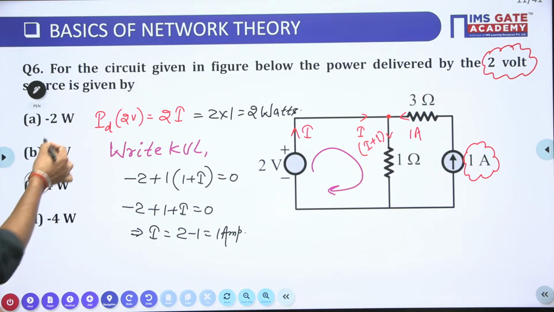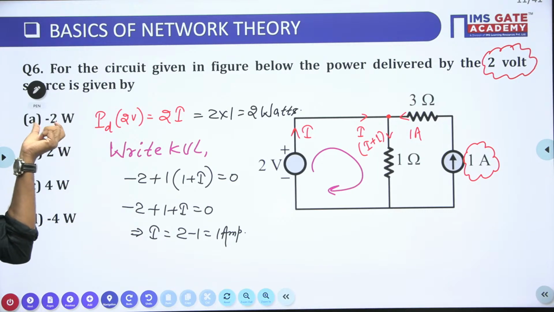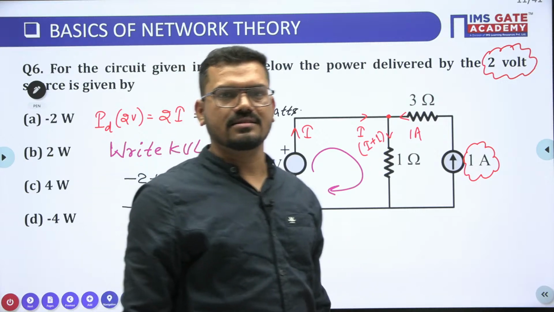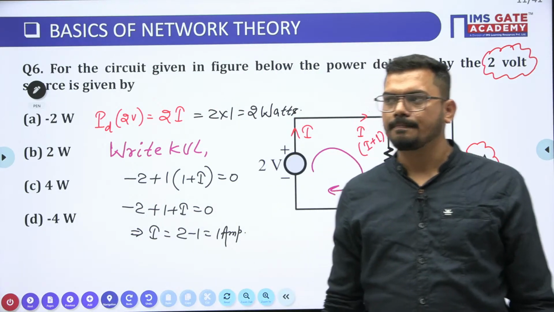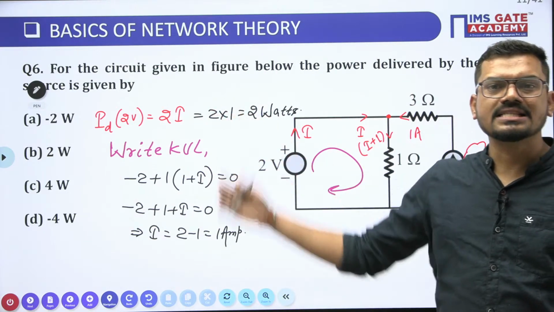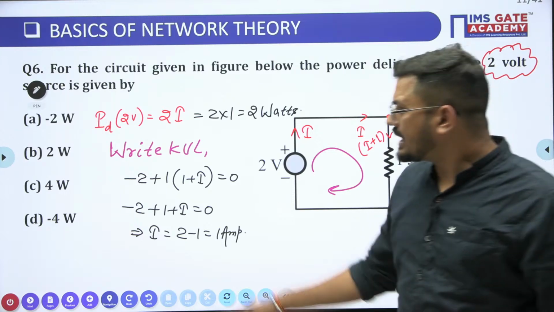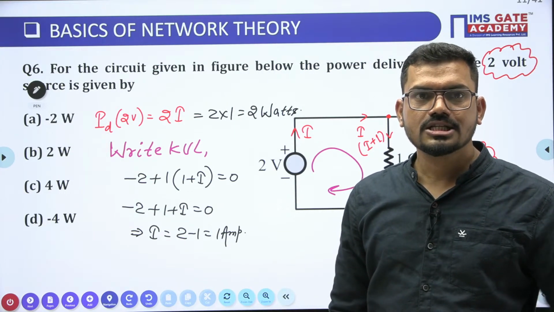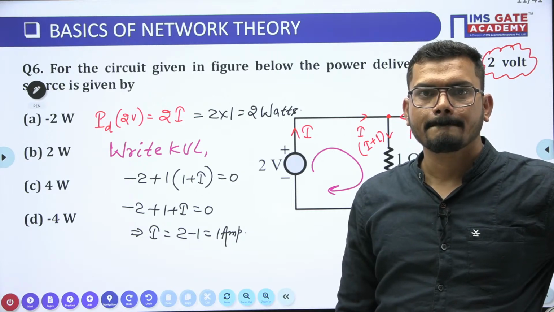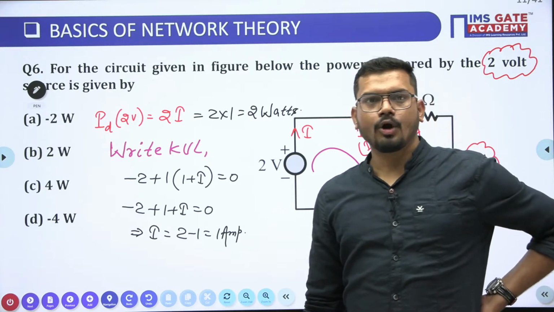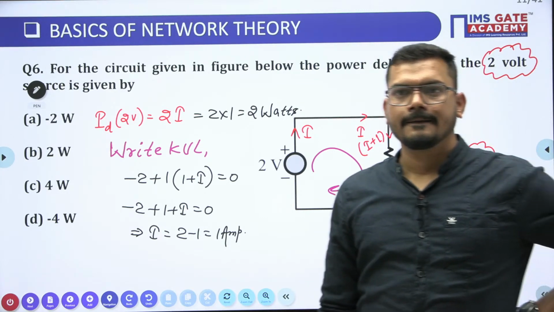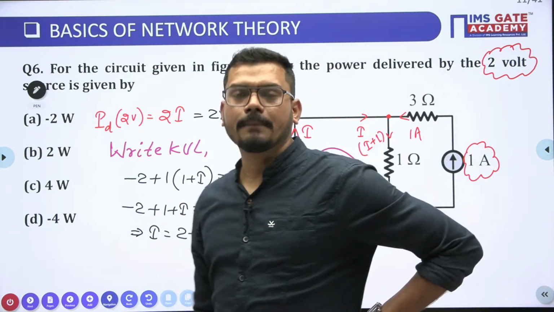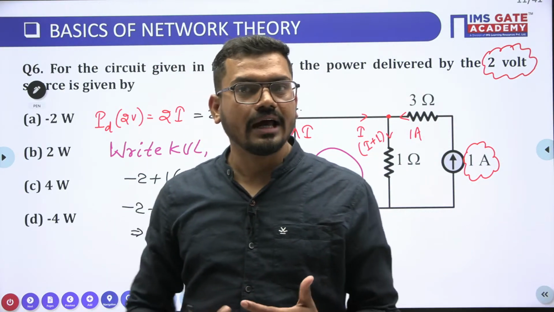So what is the correct answer, guys? Is it -2? Just tell me please, what is the meaning of this -2 here? What does this negative signify, guys? Just respond please. Not supply, yeah, very good, Smith. Absorbing power, very good.